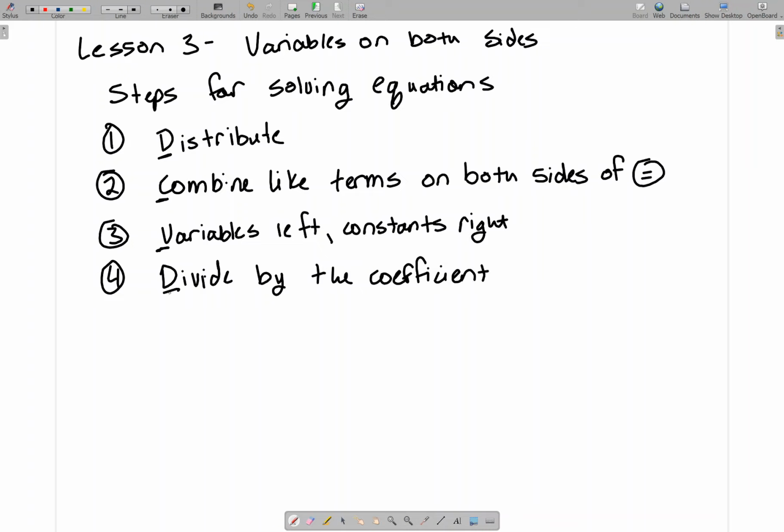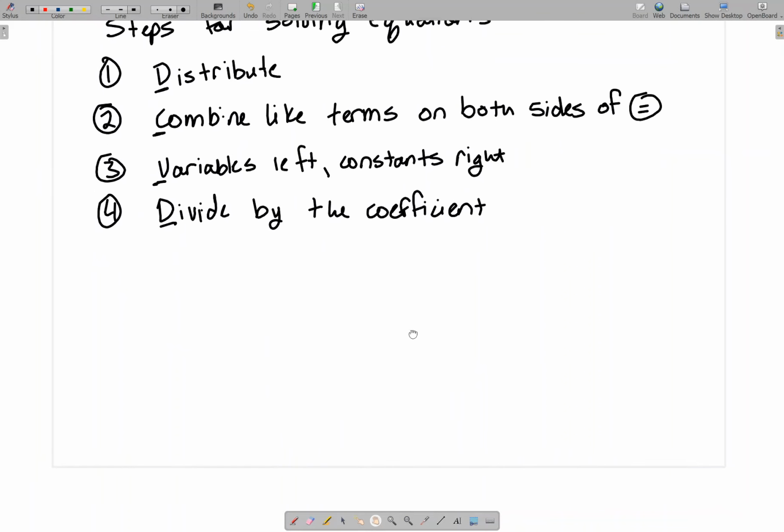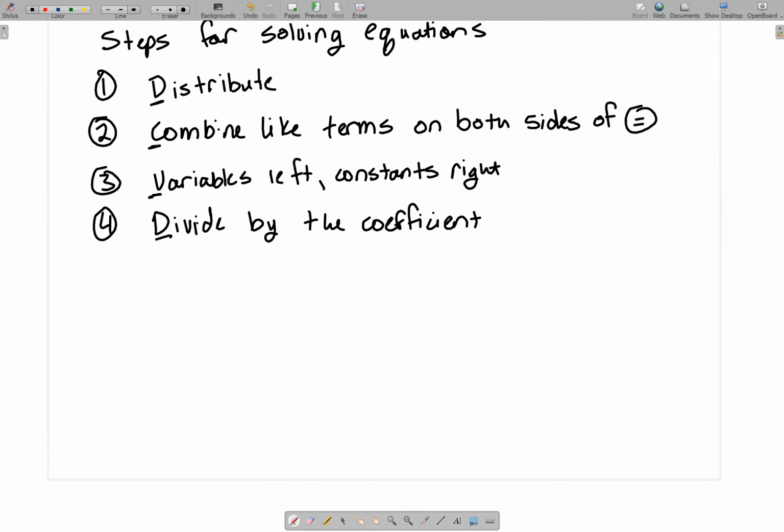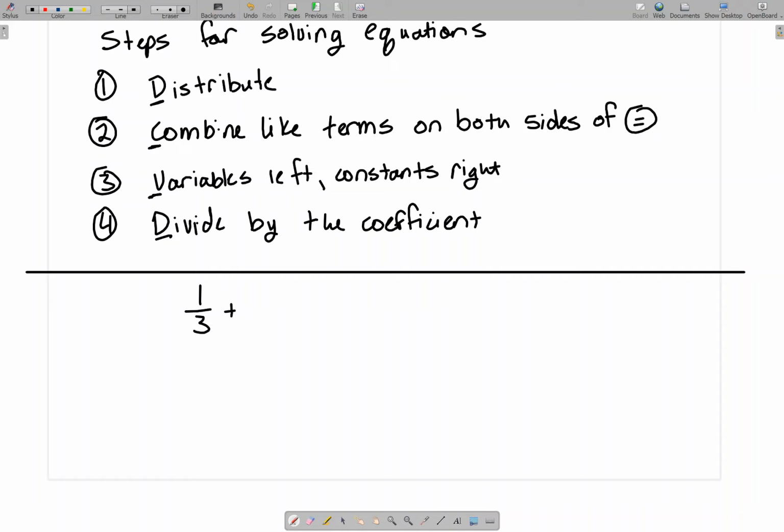So the coefficient is the number in front of the variable, but let's start with a complicated version of this. Dive right in, straight into the deep end. Let's say that we have something that has a lot of fractions in it, because I know high school students love fractions. So I'm going to start with, let's do 1/3 plus 3/2 x is equal to 7 minus 2/3 x.